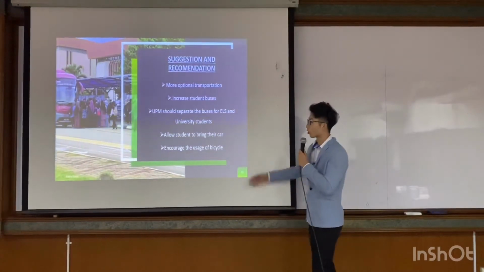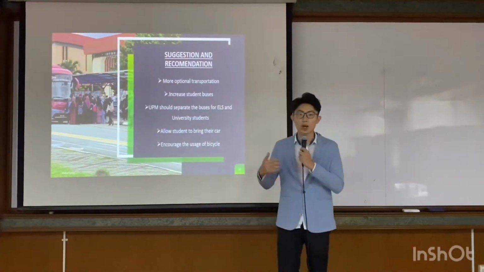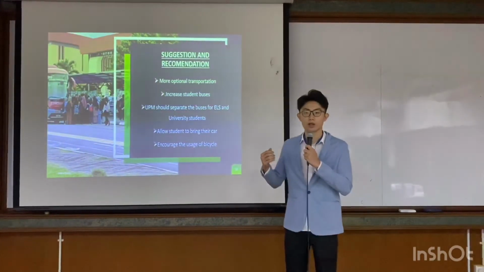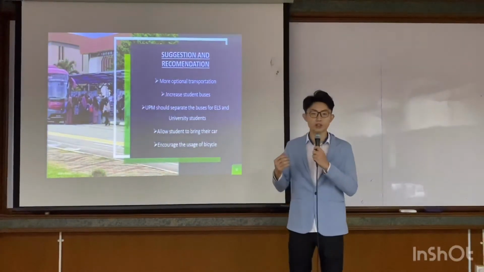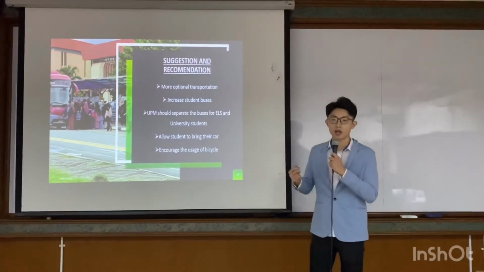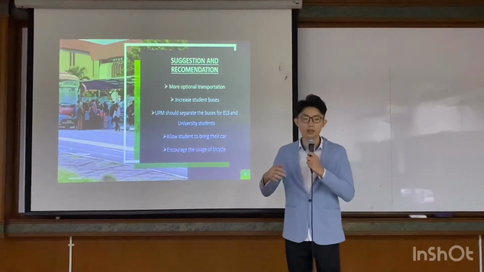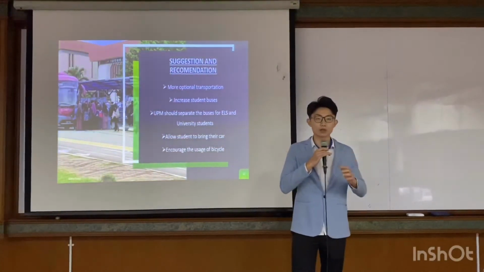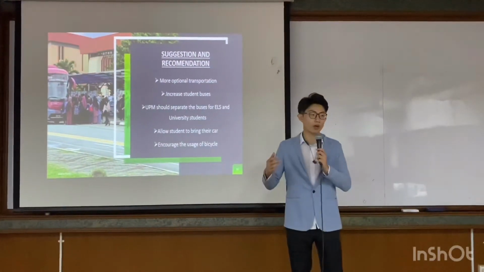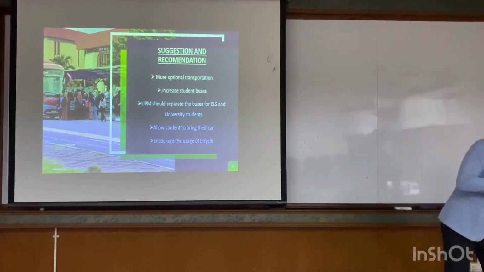According to these suggestions, we need to add mass transportation to the traffic system in UPM. We can take a bicycle, drive a car, and increase the buses. We can also divide the UPM students into language students and faculty students. That's more effective. Let's move on to the next part.